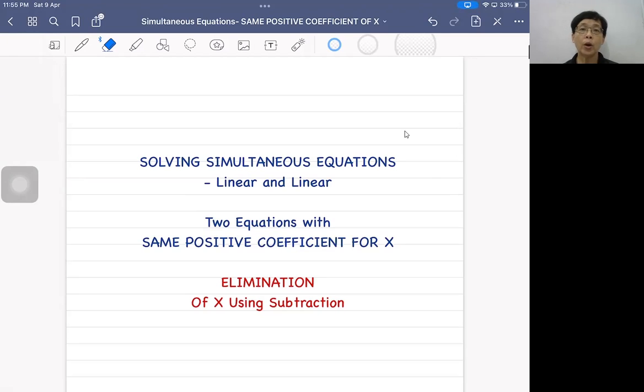In this video, we are going to look at another example of solving simultaneous equations between two linear equations. The uniqueness of the two equations chosen in this video is that both of them share the same positive coefficient for x. That is a good observation that will lead us to eliminate the x term by subtraction. Let's hop on to the process.